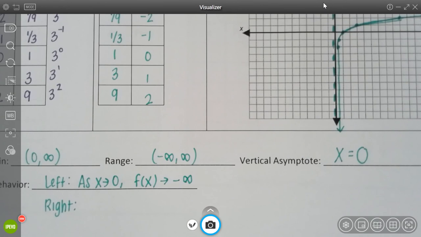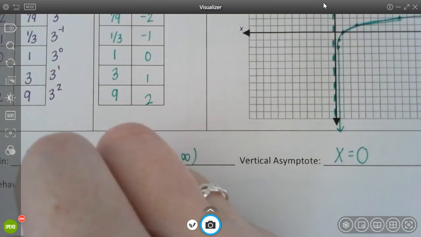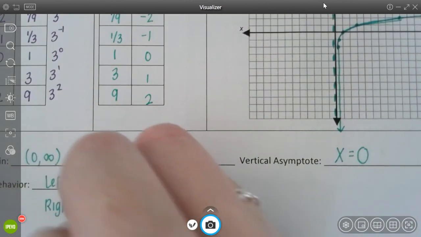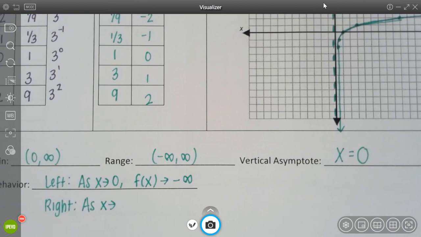And then the right side of the graph, what are our x values approaching on the right?